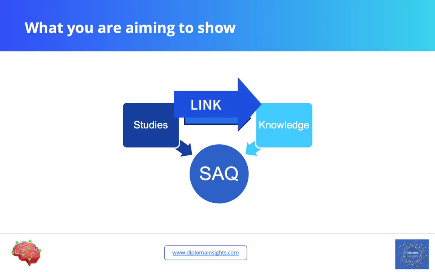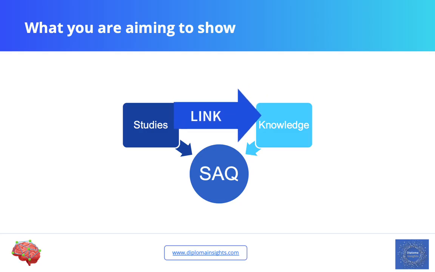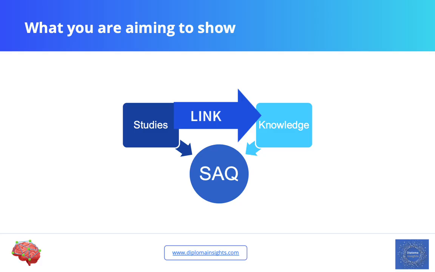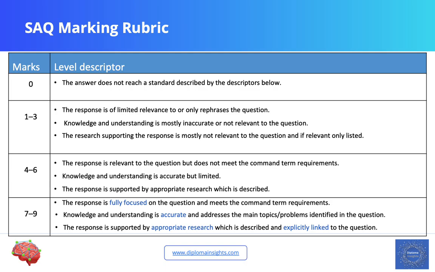The thing that students often miss in the short answer question responses is the link. They include knowledge of the topic, they include a relevant study, but then they stop and they fail to make sure that they explicitly explain how their study links to the topic. Even though this might be very, very obvious to you, it's important that you always end your short answer questions with a 2 or 3 sentence link explaining why you chose that study and how it links to the topic of the question.